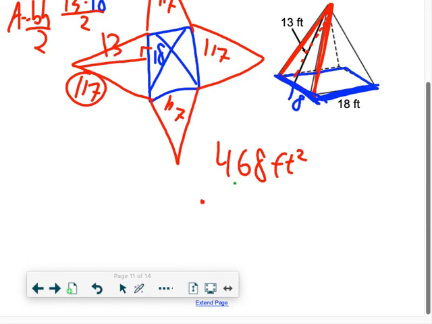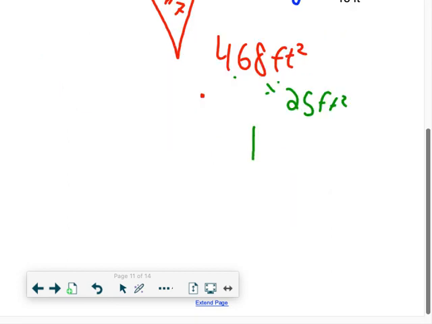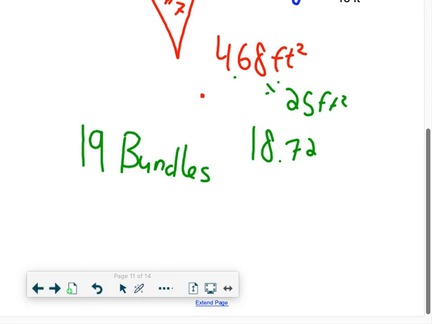This is something to do in real life. You can do this in business. And if each bundle covers 25 square feet, how many bundles do I need? Well, you're going to have to divide that out. So divide that out in your calculator, and you get a wonderful answer of 18.72. But if I went to Menards or Home Depot, can I buy 18.72 bundles, 18.72 bags of shingles? No, I cannot. I need to buy a full 19 bundles in order to cover my roof.